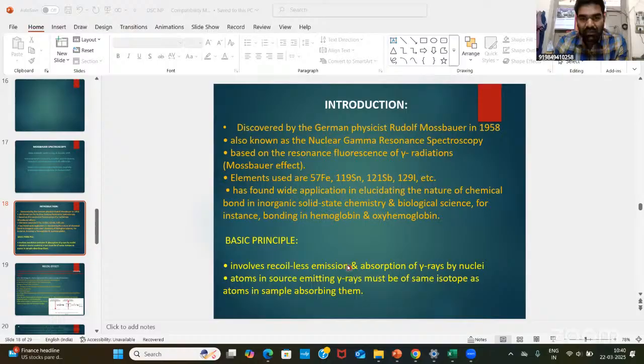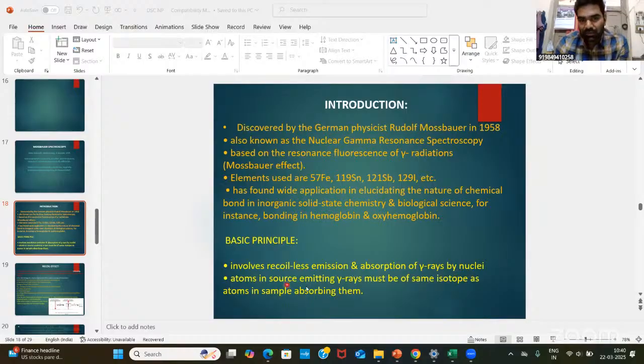Recoilless means, if you shoot a gun, what happens? It releases the bullet and the gun comes back, isn't it? The gun coming back is called recoil. That is just an example I have given; we'll study it. So it involves recoilless emission and absorption of gamma rays by the nucleus.